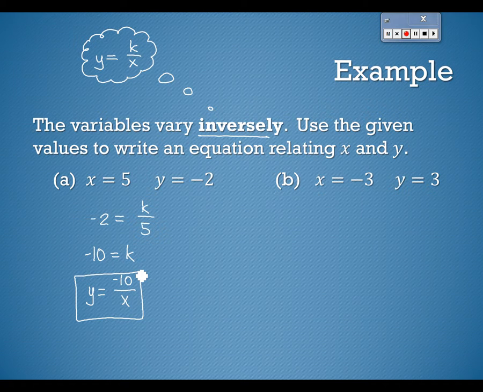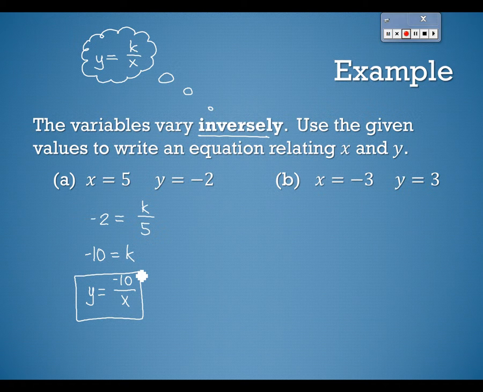Then y is... What if x is 10? Then y will be -1. Right, you're with me on this? K is always -10 in this problem. X and y, though, are things that change. But at all times, the relationship between x and y is governed by this relationship right here, the inverse relationship.